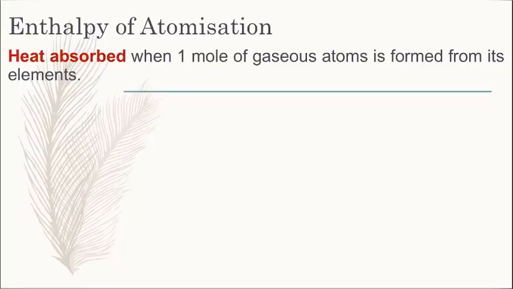Next is enthalpy of atomization. It is the heat absorbed when 1 mole of gaseous atoms is formed from its element. The key words here are heat absorbed. It means that the value of enthalpy of atomization will always be a positive value. Then, the next keywords are 1 mole of gaseous atoms is formed from its element. For your information, an element can be in any state. It can be in molecule state.